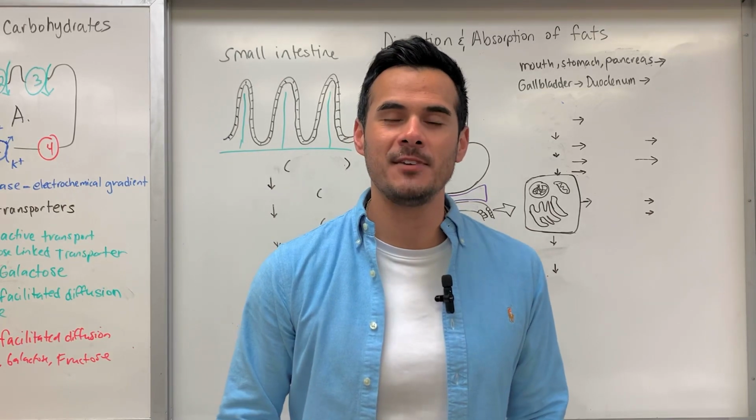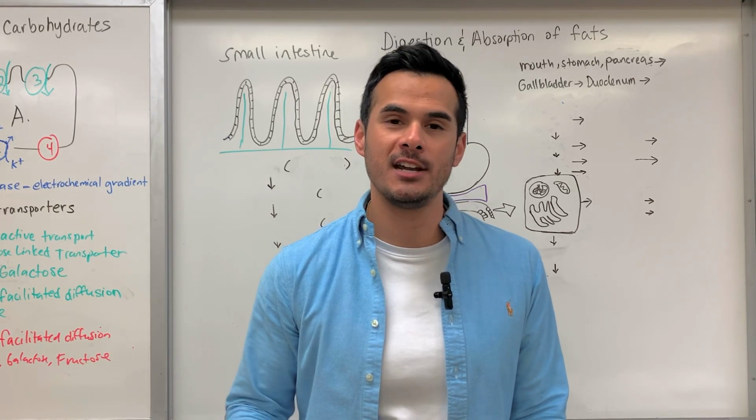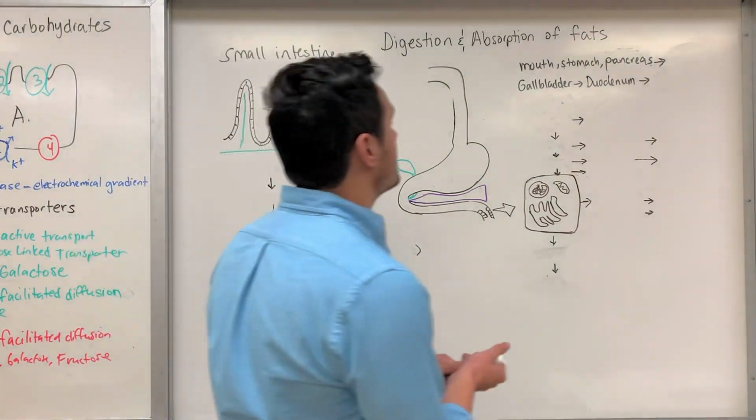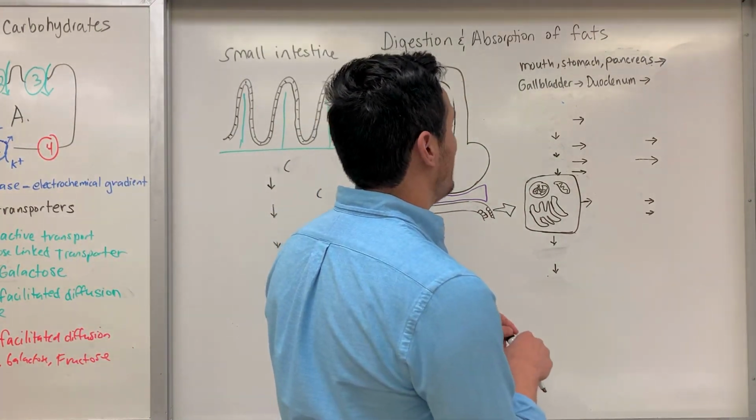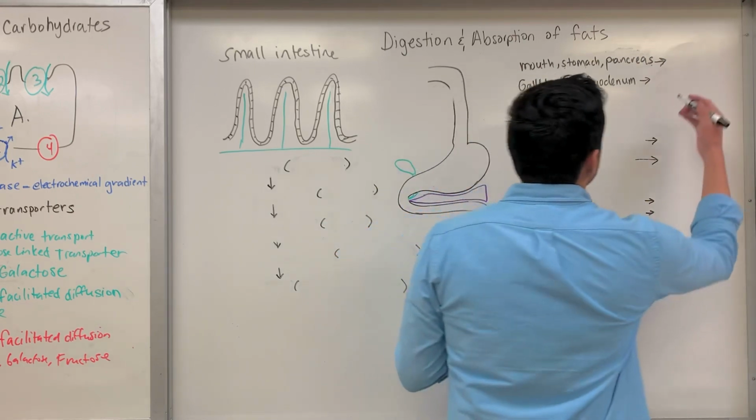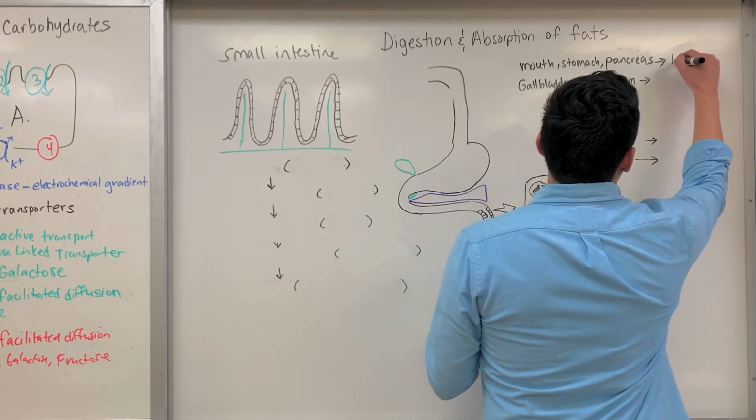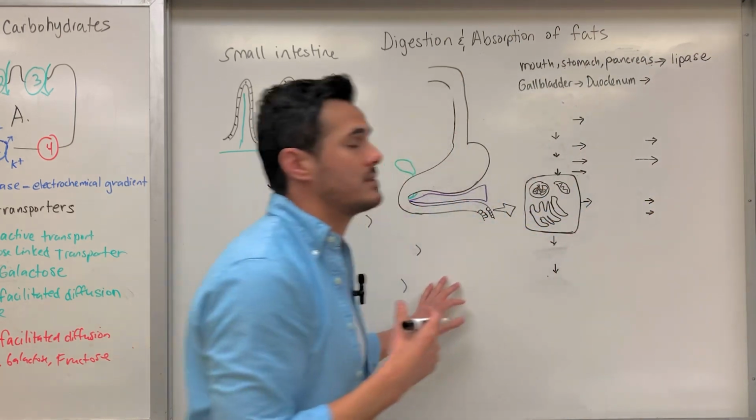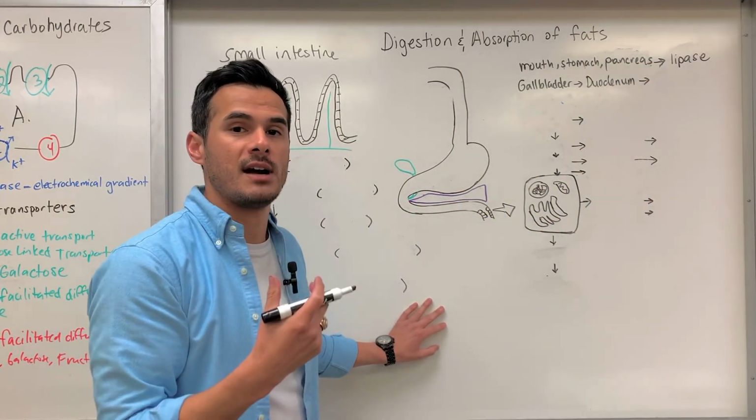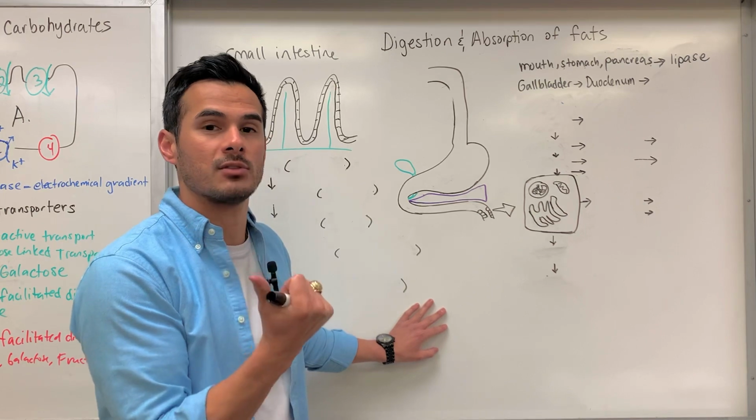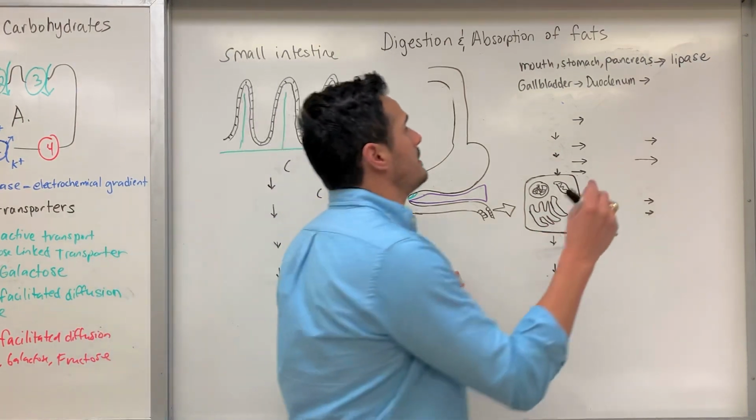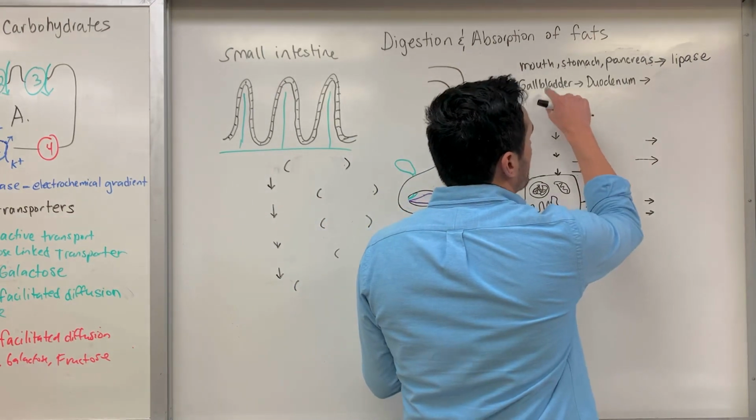All right, Bobcat, so in this video, we're going to go over digestion and absorption of fats. So the first thing that I want to point out: the mouth, the stomach, and the pancreas all secrete something which is known as lipase. Lipase is going to cleave these triglycerides into, first off, the glycerol backbone as well as the free fatty acids.